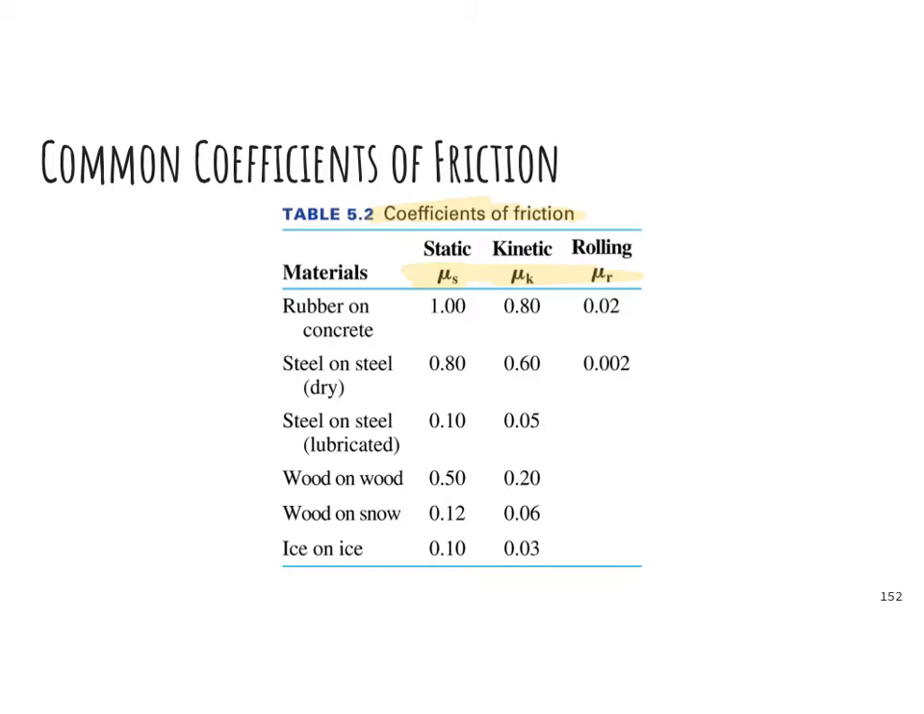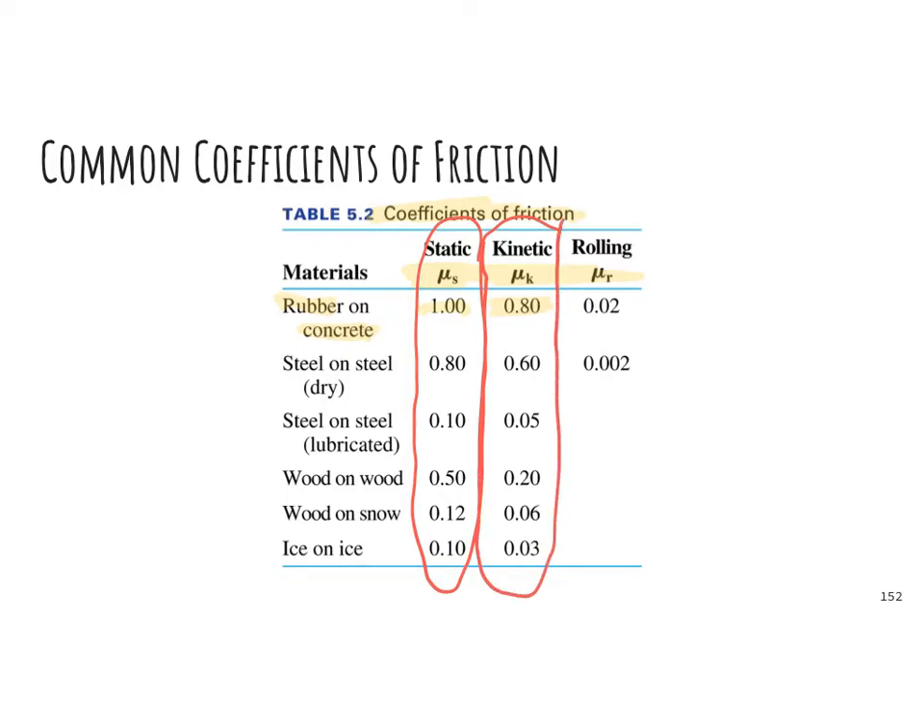So for example, if I have rubber on concrete, the coefficient of static friction is 1, and for kinetic friction it is 0.8. You will see 100% of the time that the coefficient of static friction is larger than the coefficient of kinetic friction, because it takes extra force to get something in motion, but an object in motion tends to stay in motion.